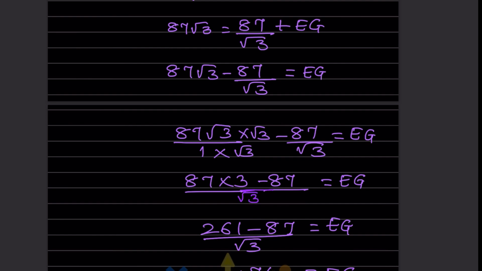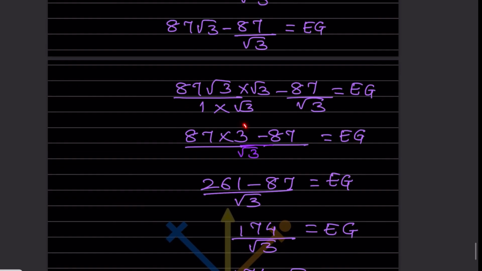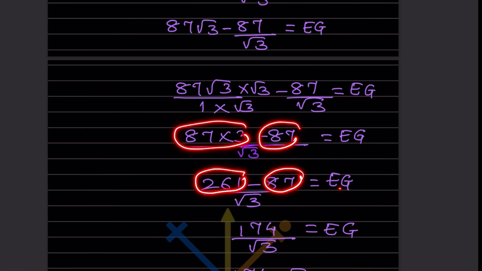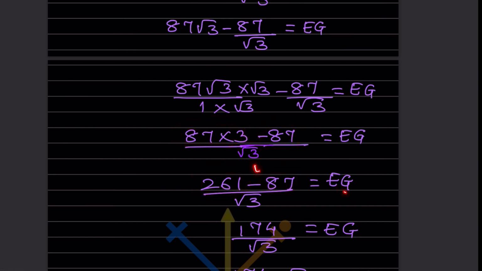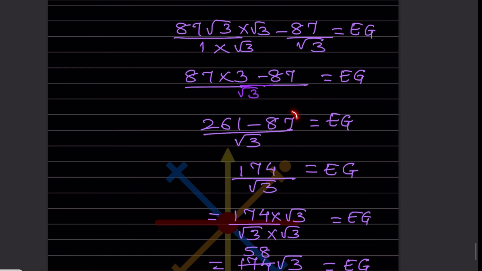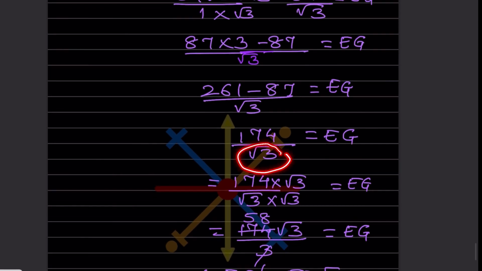Yeah, so we can write it directly, root of 3 is equal to EG. So now when we multiply this, that will be 261 and this is going to be 87 and that root of 3, that is EG. So this will be 174 divided by root 3, that is EG.